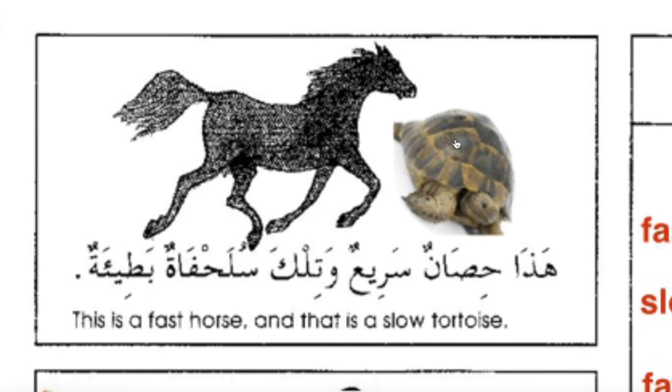And now we're saying that. Tortoise, is it fast or slow? It's slow. So how do we say it? We say sulhafatun. It is feminine. So you use tilka. I say tilka sulhafatun bati'atun. So it's a slow tortoise.